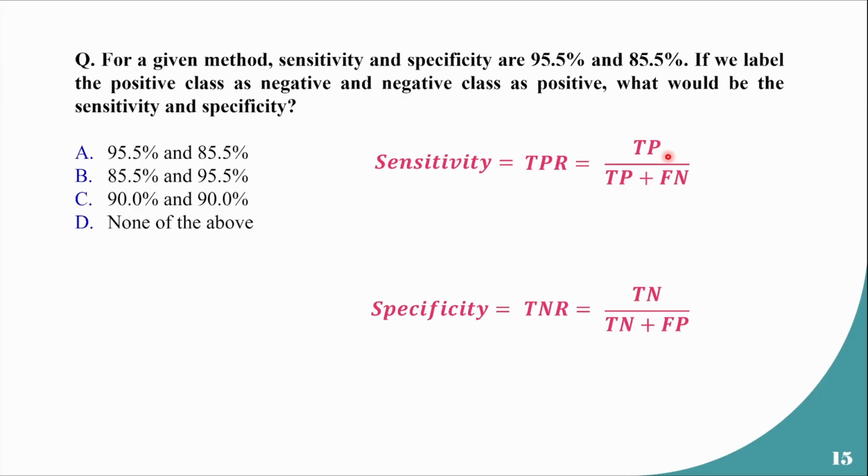But the prediction was done already. So you are not re-predicting it, you are just changing the label. Basically the positive label will become the negative label, and the negative label will become the positive label. Just that kind of switch.